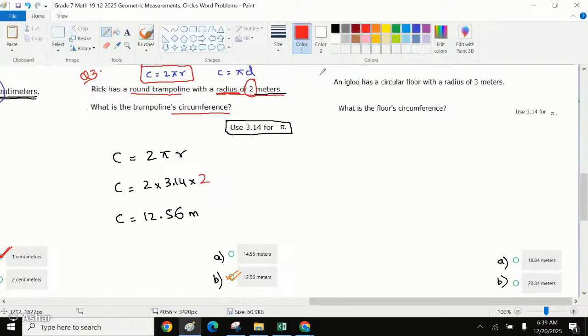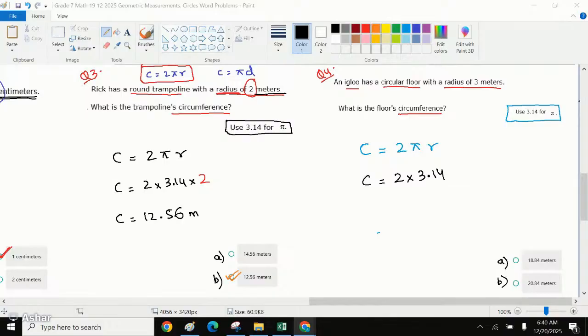Question number 4 states that an igloo has a circular floor with a radius of 3 meters. The radius is given. We need to find the circumference. Previously, we saw the formula. So we can say circumference is 2 multiplied by pi multiplied by r. The value of pi is already given to us. That is 3.14. Even if it's not given to us, we use 3.14. So we can say that circumference is 2 multiplied by the value of pi, right? Agreed?